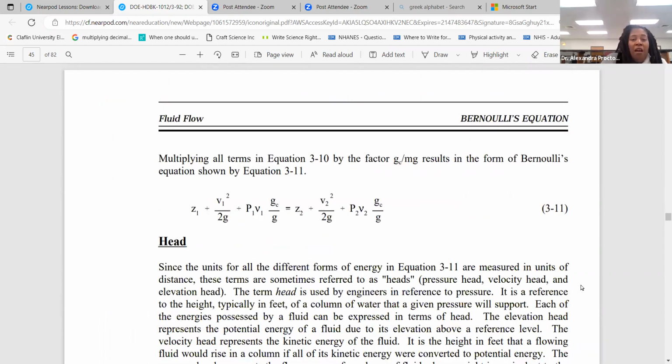So multiplying all the terms in equation 3.10 by a factor of gc divided by m over g results in the form of Bernoulli's equation shown here, which is Z1 plus V1 squared over 2g plus P1 V1 gc over g is equal to Z2 plus V2 squared over 2g plus P2 V2 gc over g.